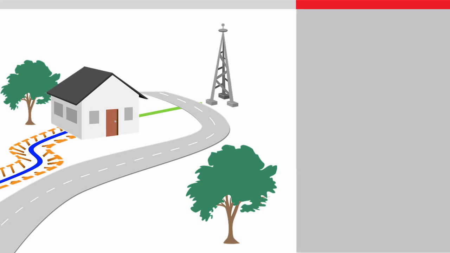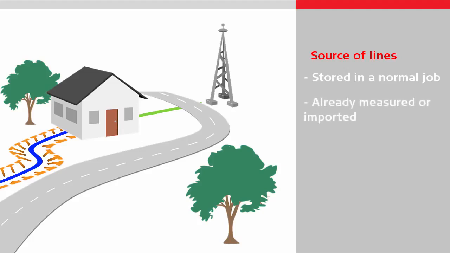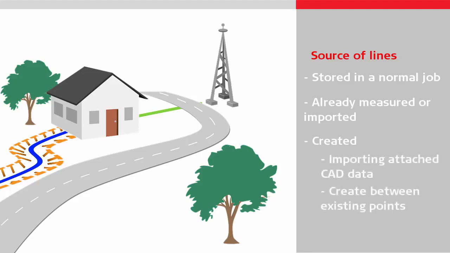Let's take a look at where our line might come from. As described in other Stake to Line videos, to be used in the Stake to Line app, the line must exist in a normal job. Either the line already exists in the job, for example, it was already measured or imported, or it will need to be created, for example, by importing attached CAD data, or by creating a new line using existing points.